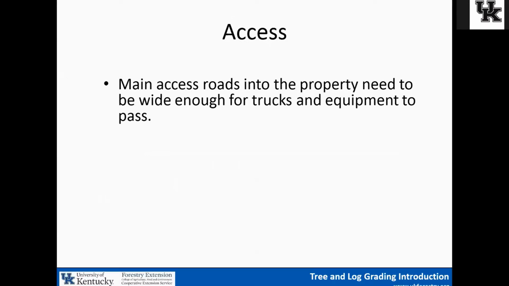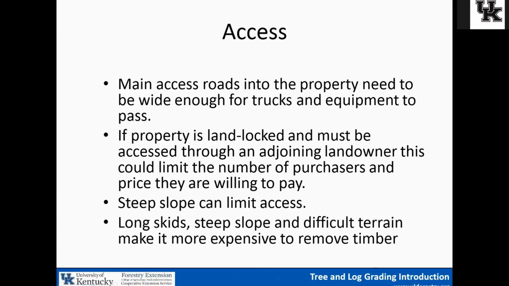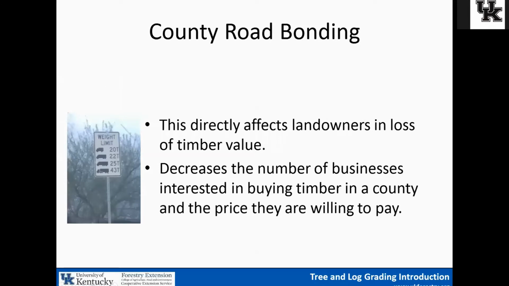Access is one of those issues that affects that value outside of grading systems. Main access roads into the property have to be wide enough for trucks and equipment to get through. If that property is landlocked, there has to be a way to access that property through an adjoining landowner. And so that's one thing to be considering. Steep slope has a limit on access. Long skid, steep slope, difficult terrain, all of that makes it more expensive to remove that timber. County road bonding, I want to talk about this just really lightly because this does directly affect landowners in a loss of timber value. It does so because it decreases the number of businesses that are interested in buying that timber and the price that they're willing to pay.